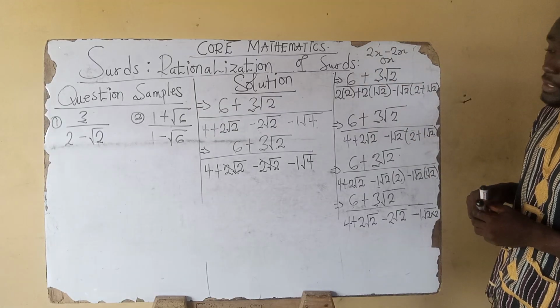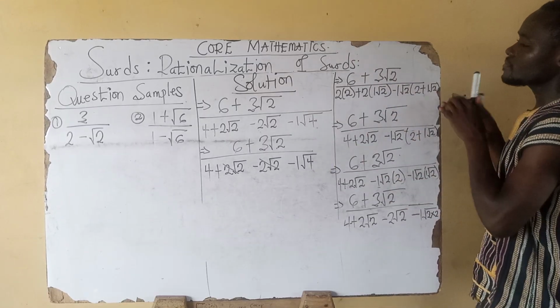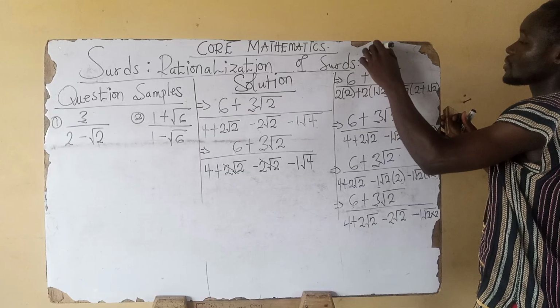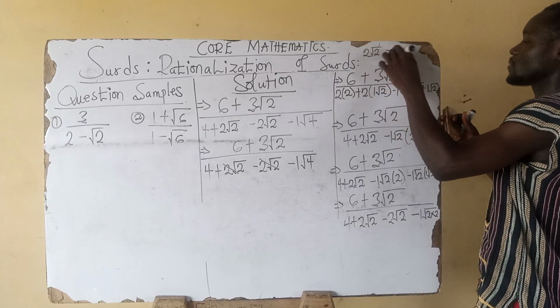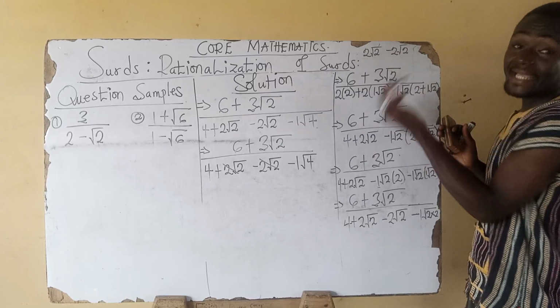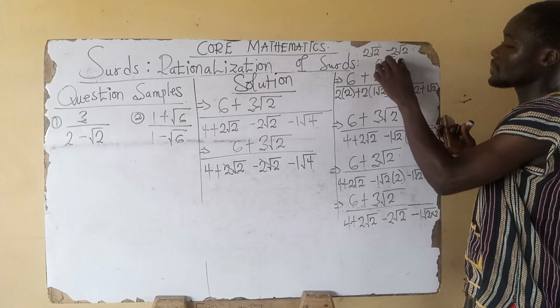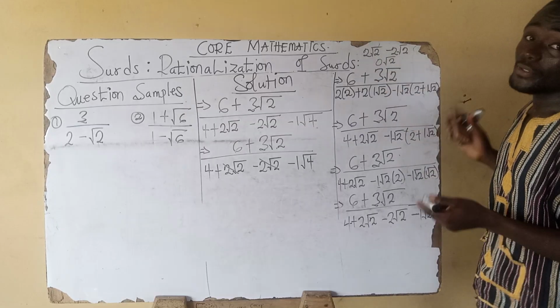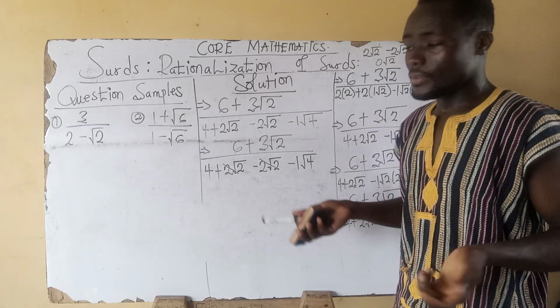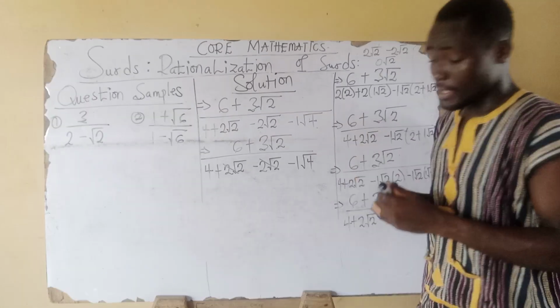Are you getting me? In the same manner, this one also, we are going to get 2 root 2 minus 2 root 2. Okay, and they are like terms. So definitely if I subtract 2 from 2, I'm going to get what? 0 root 2. So we do not write 0 root 2. Are you getting me? We don't write that at all. So it cancels away and it goes away.